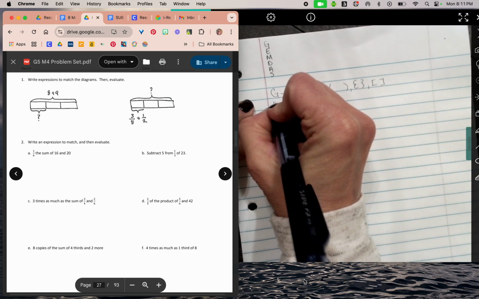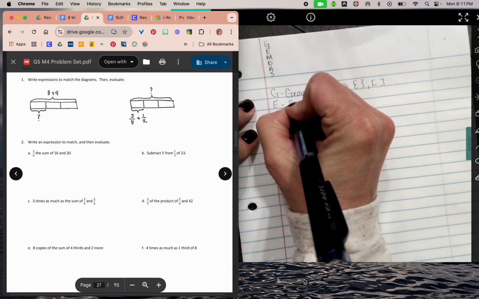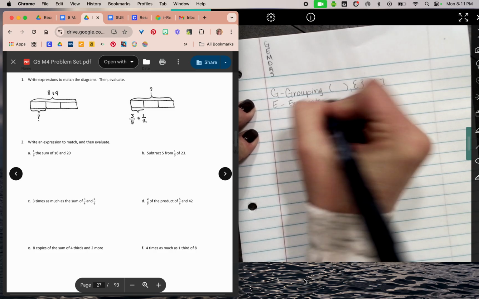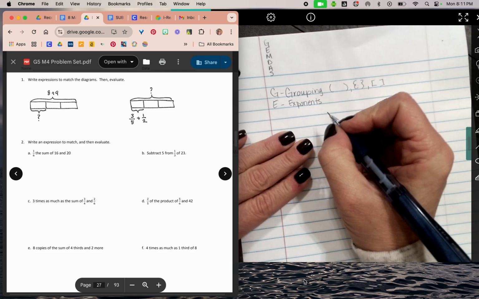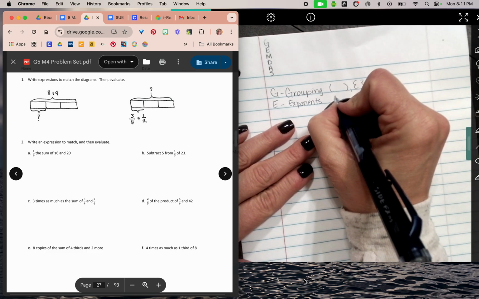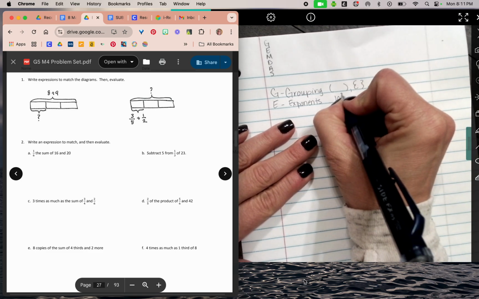E is our exponents. Exponents we don't use a whole lot in fifth grade. This is going to be a big part of next year's learning in your sixth grade standards. But that exponent we have used with our powers of tens.